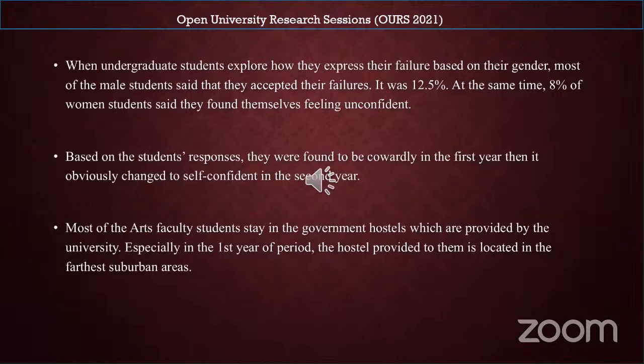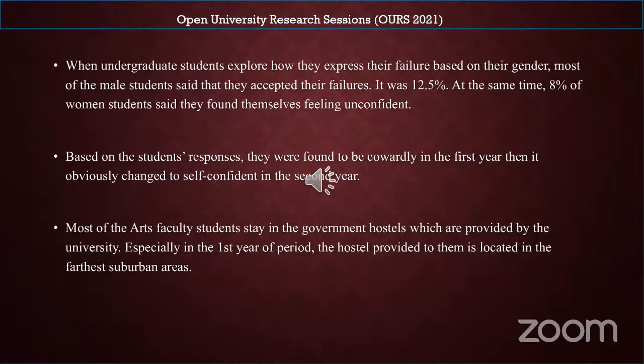When undergraduate students explore how they express their failure based on their gender, most of the male students said that they accepted their failures. It was 12.5%. At the same time, 8% of women students said that they found themselves feeling unconfident. Based on this result, we can identify the effect of gender maturity in case of failures.